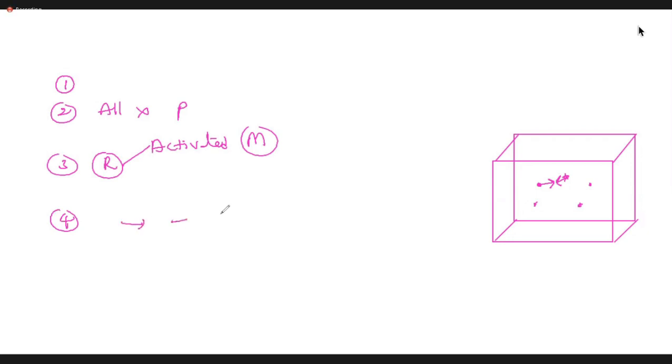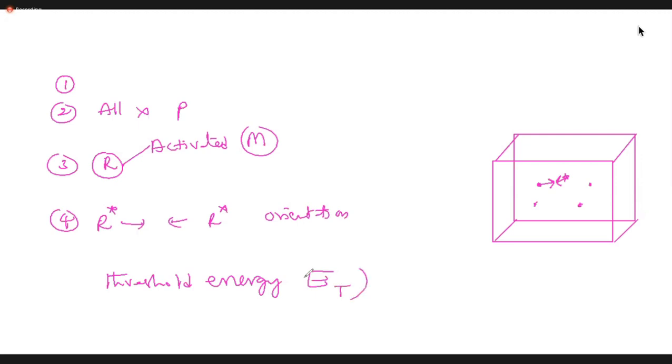Collisions between the activated molecules only will give the product in the proper orientation. The minimum energy required is called threshold energy. Just now we saw what threshold energy is: the minimum amount of energy which is required for the reactants to convert is called threshold energy. And proper orientation is required. Considering all these factors, they will convert into product.